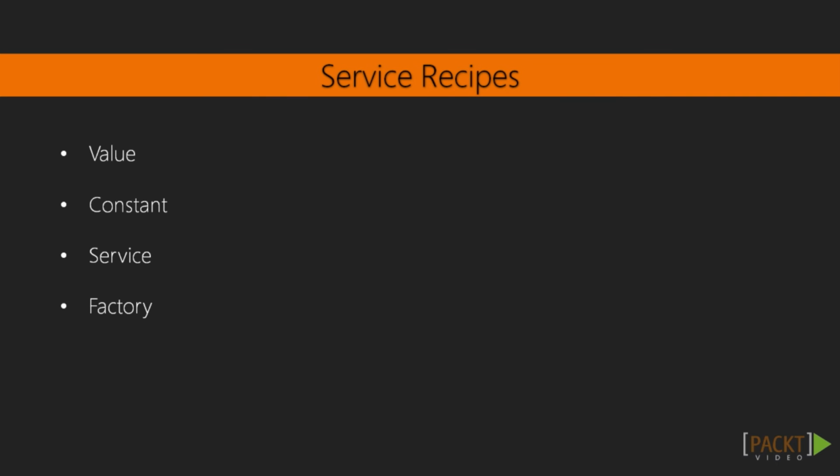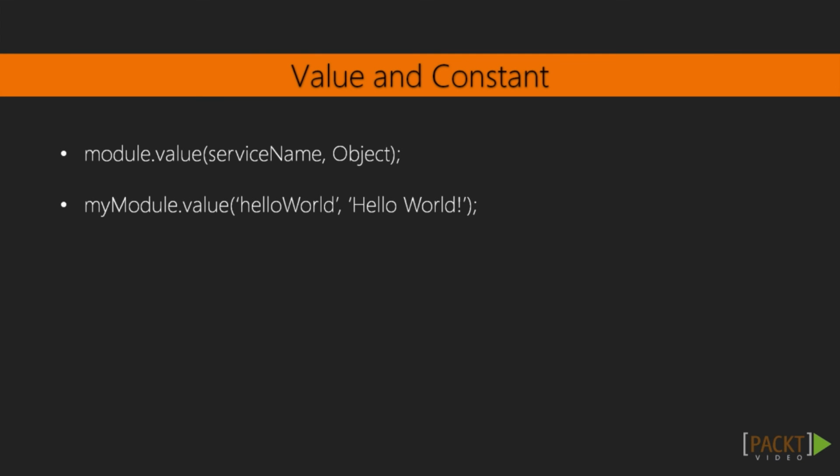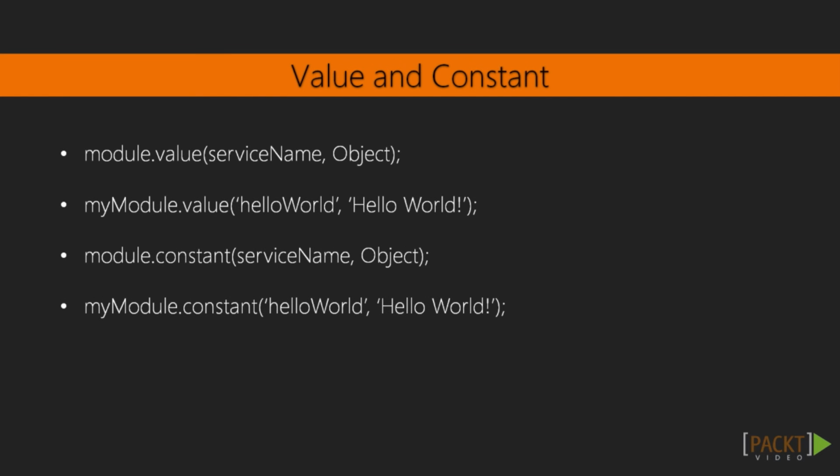The first 2 are quite simple. Value and constant are services that are supposed to be used when all you want the service to do is to return a simple object. Here's an example of a service that returns the string hello world using the value recipe. You can use it in your controller or in other services by simply injecting the service and invoking its name. The constant recipe works basically the same way. The difference between a value and a constant service is that the first can only be injected in a service or a controller, while the second can also be injected into a module configuration function.